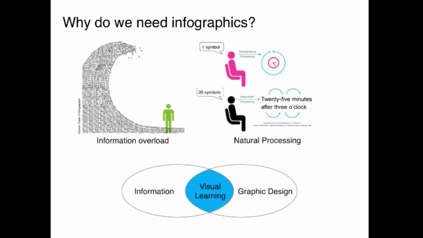The second idea is that humans process images naturally every day. It's easy to see that it's 3:25 p.m. by looking at the position of the hands of a clock. Text are symbols, and understanding the meaning of 35 symbols is much more difficult. It's easy to see the advantages of using one symbol to convey an idea rather than 35.